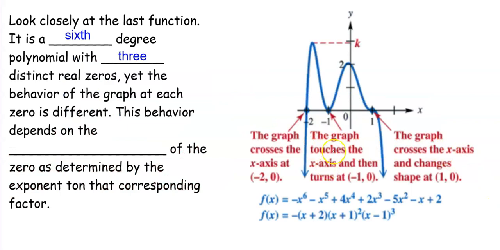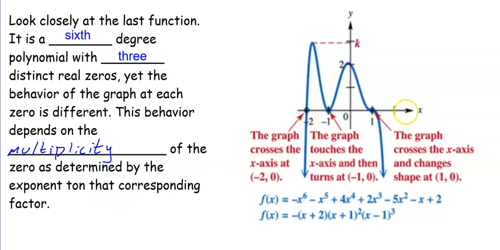So if we look closely at this last function, this one that we just looked at, it is a 6th degree polynomial with 3 different real zeros. Yet the behavior of the graph at each zero is different. This behavior depends on the multiplicity, which we have used, I have to sound it out every time I say it, of the zero as determined by the exponent of that corresponding factor.